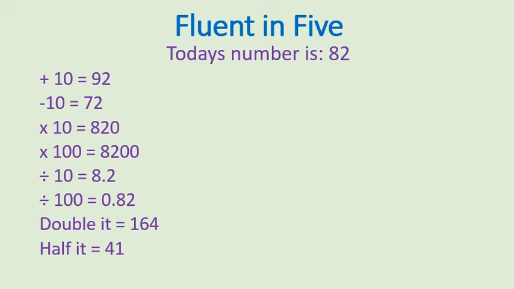82 add 10 equals 92. 82 subtract 10 is 72. 82 multiplied by 10 equals 820. 82 multiplied by 100 is 8,200. 82 divided by 10 is 8.2. 82 divided by 100 is 0.82. Double 82 is 164. And half of 82 is 41. Did you get all those right? Well done.